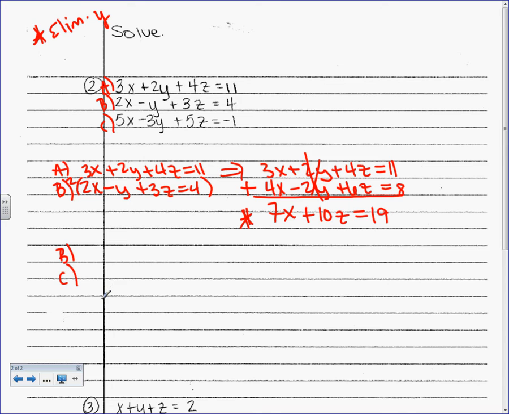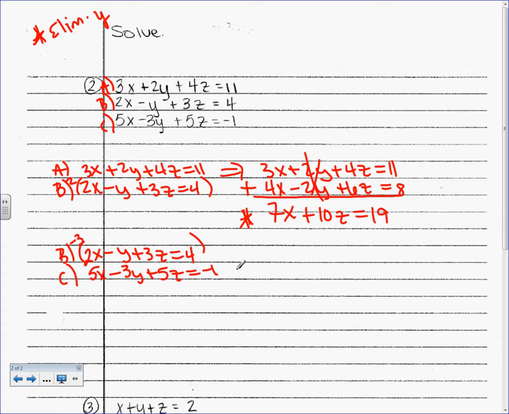Okay? I literally just rewrite them down first because I like to see them right on top of each other. That's easier for me. So I'm going to rewrite B, 2x minus y plus 3z equals 4. I'm going to rewrite C, 5x minus 3y plus 5z equals negative 1. Okay? What's our goal again? Eliminate the y, right? What do I have to multiply b by to make the y's go away? 3 is fine. I prefer to add, so I'm going to use negative 3. I want opposites. Opposite add, opposite add, opposite add. I prefer to add. Okay?